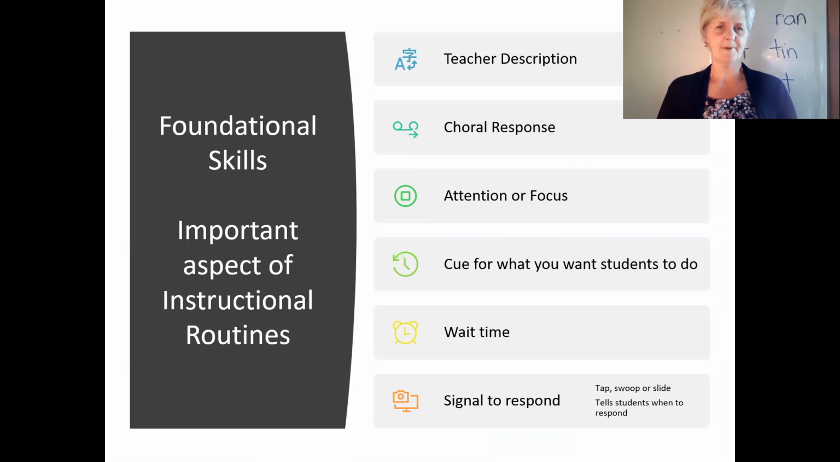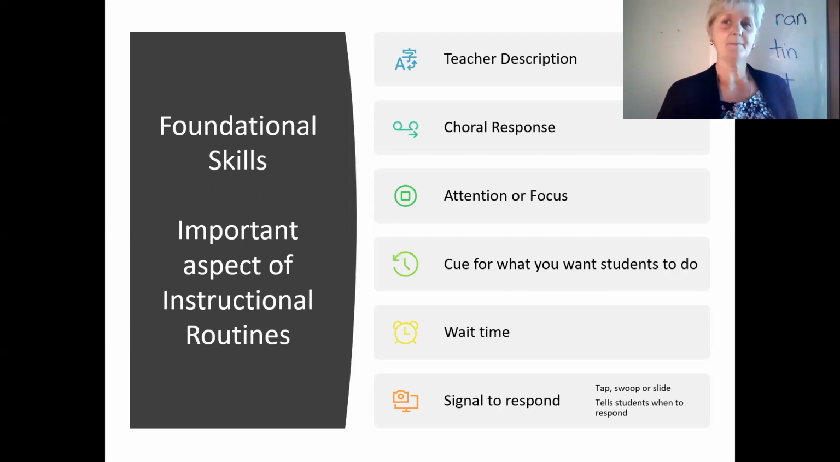Let's talk a little bit about the routines and the important aspects of a routine. So there's some really key attributes that I want you to tuck into your repertoire and be able to access them when you need to be. In a routine, you will usually see a teacher description or explanation. It should be brief and it should cue students as to what it is we are working on.